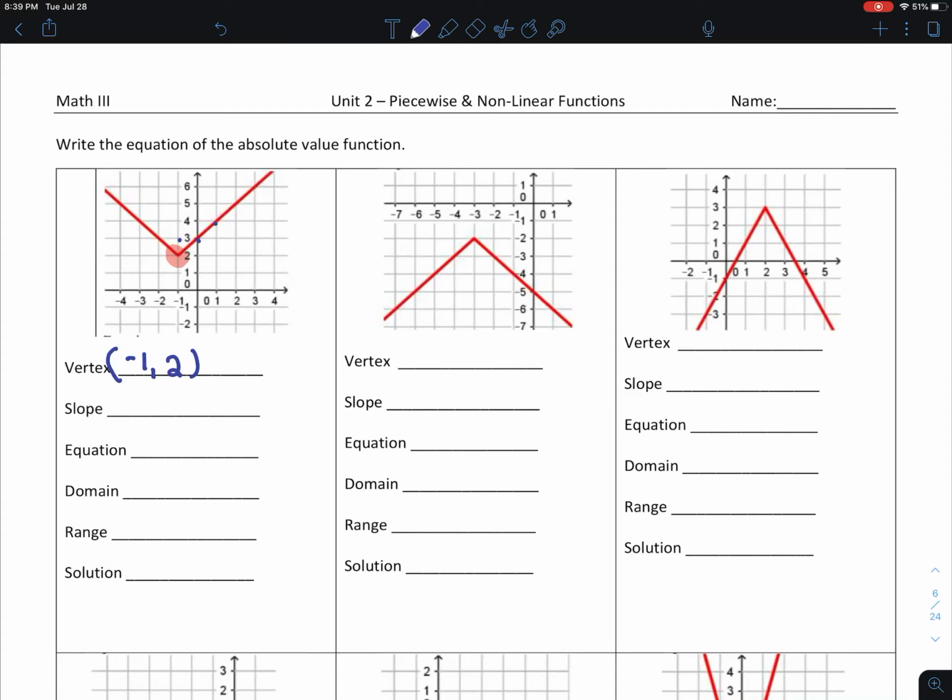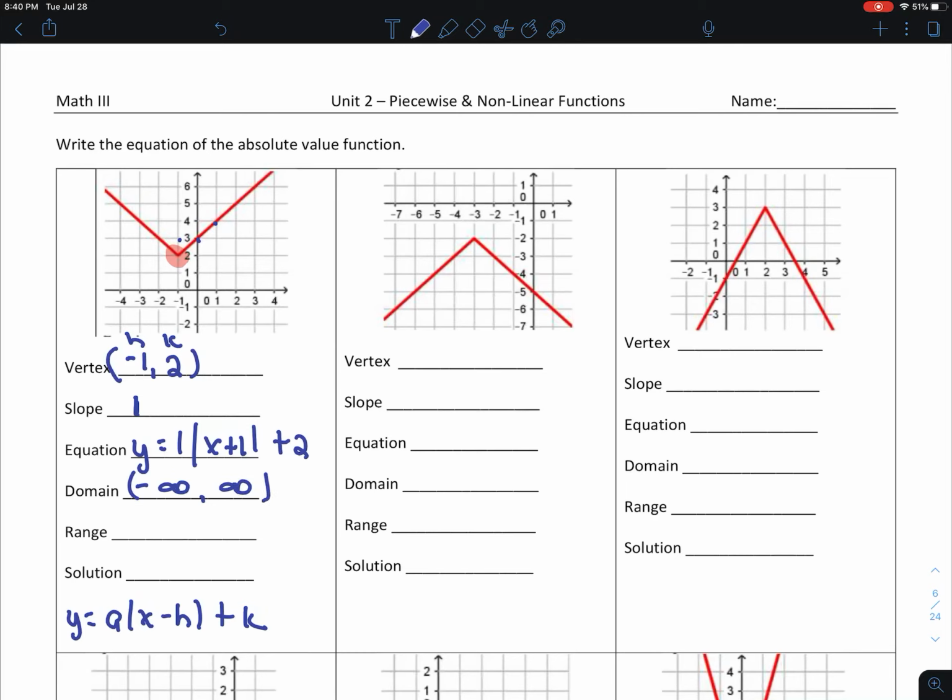What's my slope? So I go up 1 and over 1. So my slope is 1, and it's positive. So therefore, remember the form of the equation is y equals a times the absolute value of x minus h, plus k. So my equation is y equals 1, because that's my slope, times the absolute value of x minus -1, which will be plus 1, plus 2. Okay? Here's h, here's k.